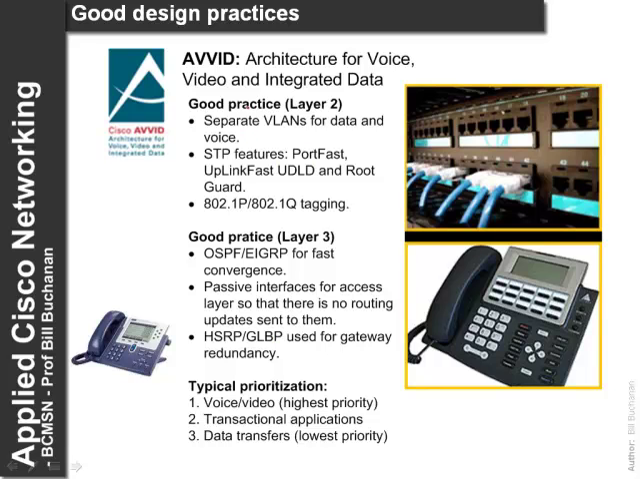For good design practices at layer 2, it is a good practice to create separate VLANs for data and voice. The good thing about this is they are kept within the same broadcast domain and can be switched. STP features should include PortFast, UplinkFast and root guard to protect against STP attacks, and we should use some form of tagging in order to define the quality of service.